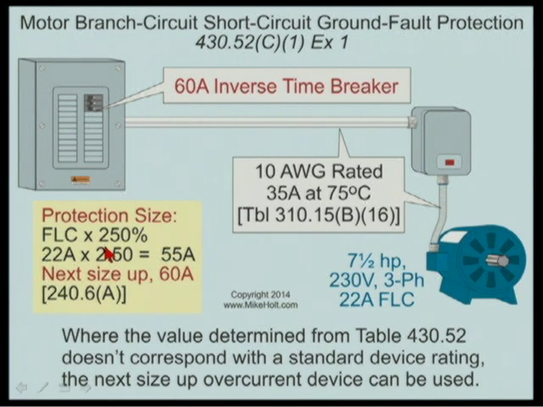The protection. You size the protection using table 430.52(C). The general gives us 250%. 22 times 250% comes out to be 55 amperes. 240.6 does not list a 55 ampere protection. This exception says that when you do the calculation on the branch circuit, if it doesn't correspond, go up to the next standard size. So we'd have a 60 amp breaker with 10 gauge wire. Again, this is short circuit and ground fault protection, not overload protection.